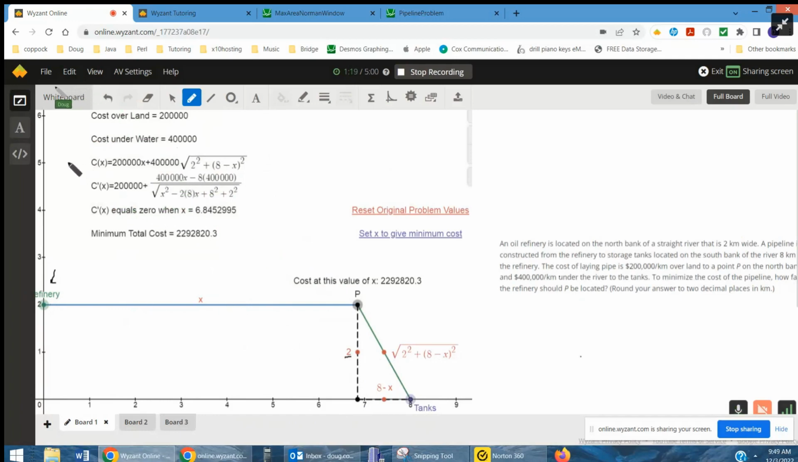So the cost function looks like this. For every mile of pipeline we lay over land, that's 200,000 times X. And underwater, this little distance right here is 8 minus X, because the total distance was 8. So by the Pythagorean theorem, this is the distance that we'll be laying pipe underwater. So the cost of the pipeline underwater is 400,000 times that expression right there.